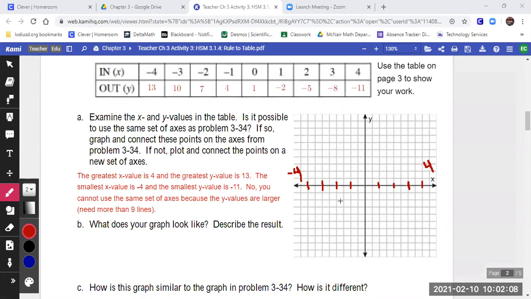How much do we want to make each line worth so I can go up to a +13 and down to a -11? So what are we going to make each of these lines worth? We can't count by 1s. So what do we need to count by instead?